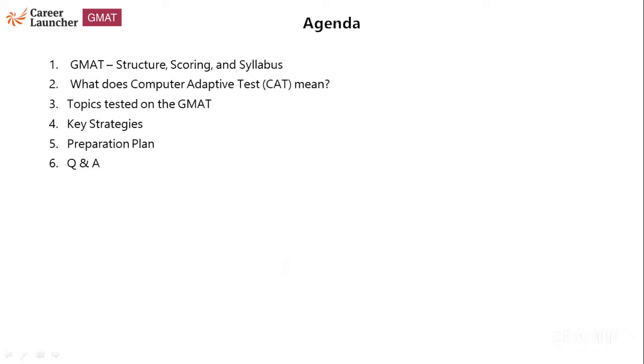We'll have the structure first. What is GMAT structure all about? Scoring, how it is scored, syllabus, which we have to prepare for, adaptive nature of the test, how the test adapts to the test taker's performance, topics which are tested on the GMAT, key strategies which will help you identify and solve various questions. So we'll be understanding the strategies here.